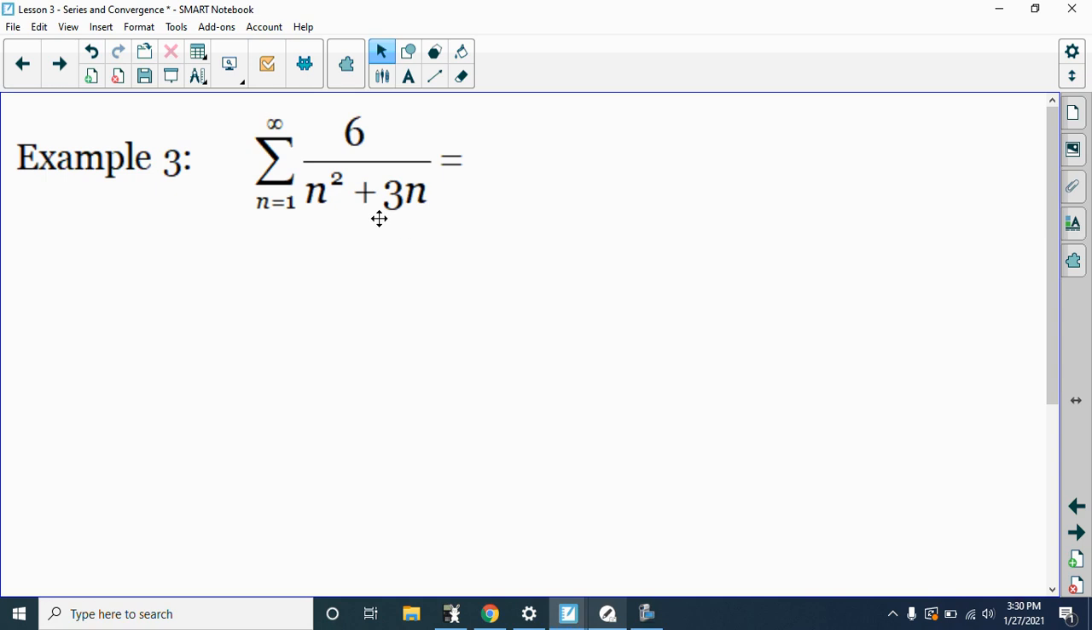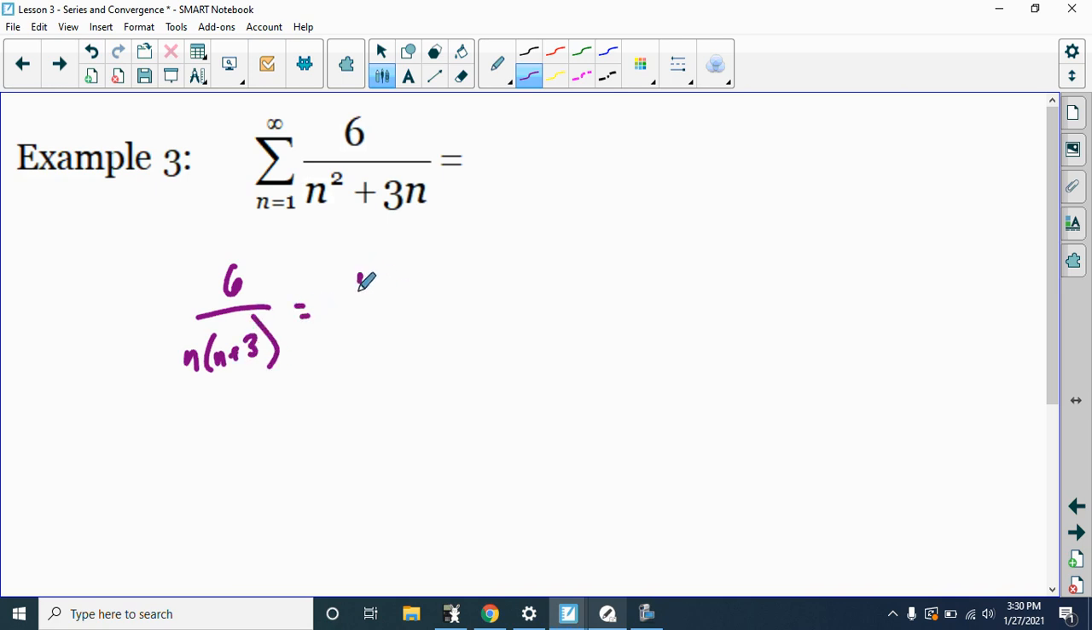This asks for the sum as n goes from 1 to infinity of 6 over n squared plus 3n. The first thing we're going to do is use partial fractions to simplify this. So 6 over n squared plus 3n. We want to use partial fractions to rewrite this. So first factor, write it as a over n plus b over n plus 3. Multiply both sides by n times n plus 3.